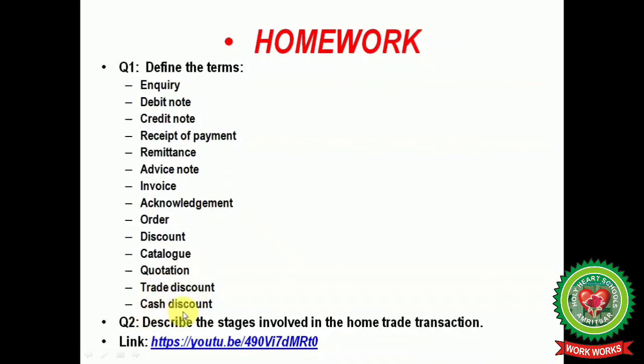Then your second question is describe the stages involved in a home trade transaction. So go through some other links that are available on YouTube. Listen to that video so that you can get proper clarity of the documents of this chapter, and you can write the answers to these questions in a better way.